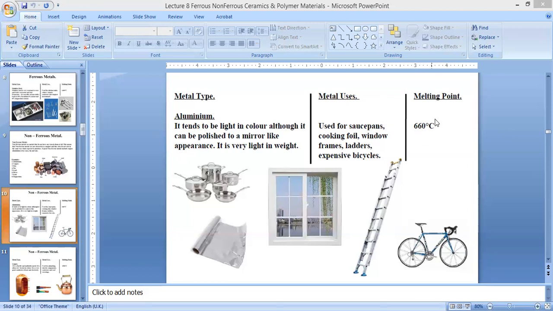Melting point is 660 degrees Celsius. Even these window frames, the modern ones coming up, are actually called aluminium doors and frames, I think. So they are made out of aluminium.